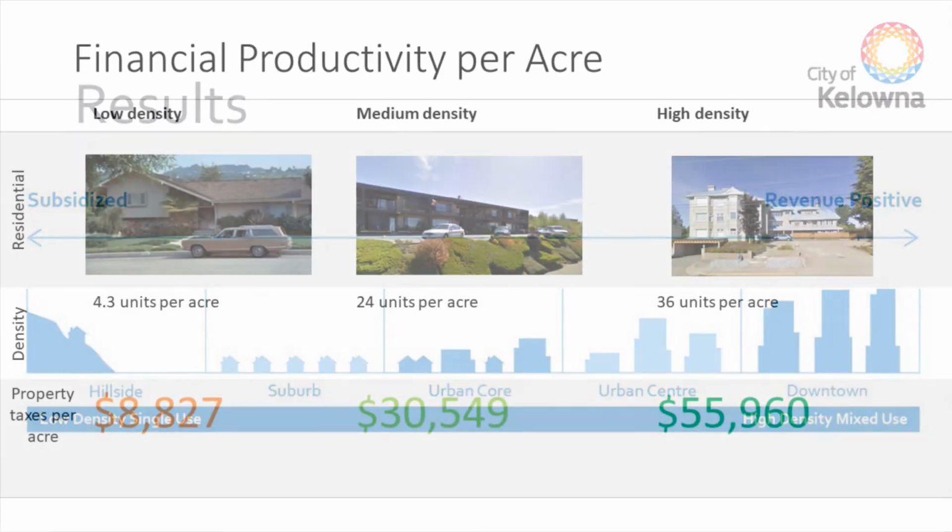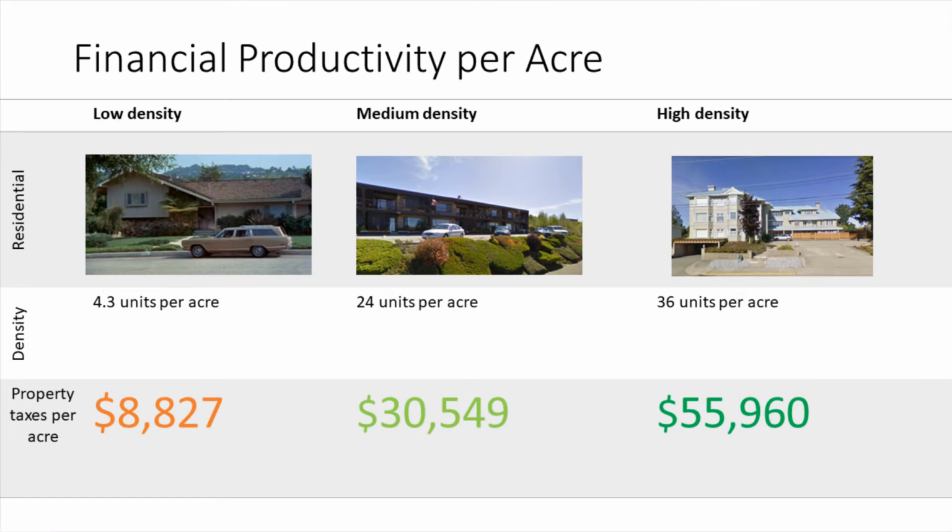And while we haven't done the costing piece, we just looked at the revenue, we're certainly seeing the same pattern as what Kelowna has seen in other communities when they do that type of analysis. So if we look at our typical low density, roughly 0.2 acre lot, land use, we're looking at about $9,000 per acre. And if we look at medium density, so this is a 2-story condo building, it's about $30,000. And this higher density building with underground parking as high as $56,000. So we're already seeing a similar pattern.